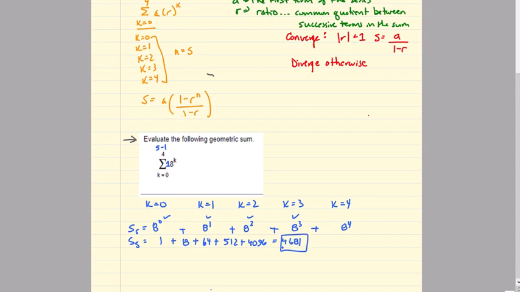Now, could I have used this formula up here though? Could I have used that to make this a little faster? What if this was the first 30 terms? I wouldn't want to do that by hand, even though it's kind of interesting. So I could do this another way.